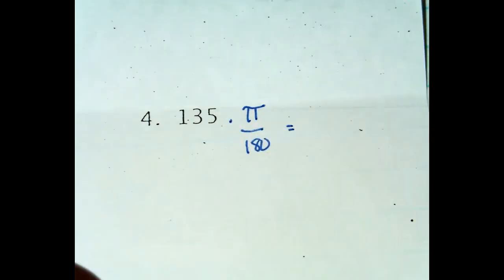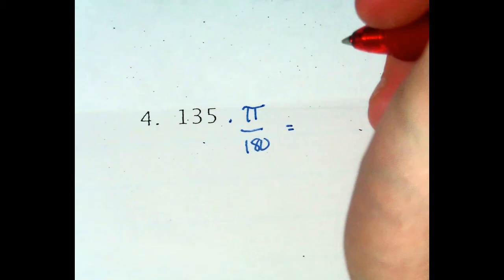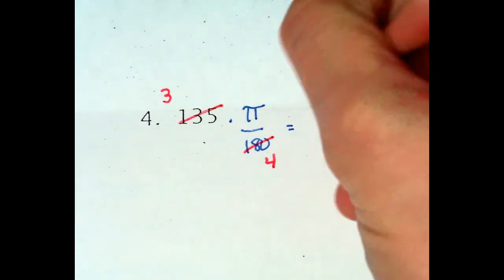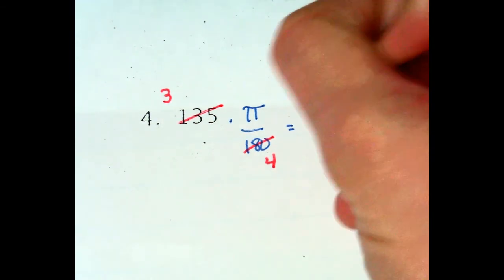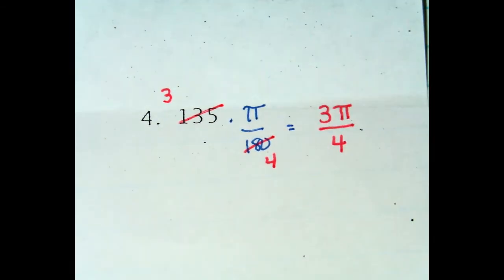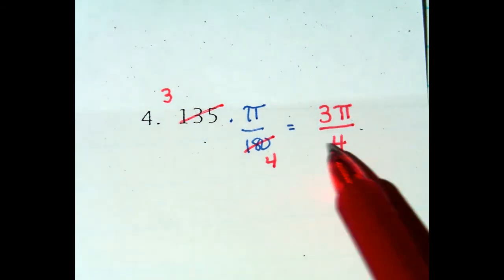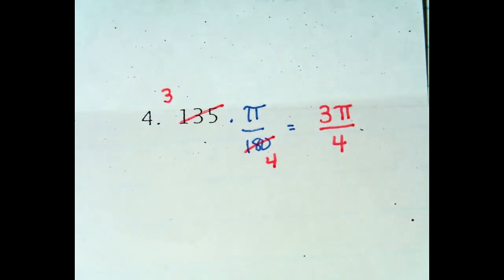Okay, number 4. Times pi over 180. What does 135 over 180 reduce to? 3/4. You need to write 3 pi over 4. If you wrote 3/4 times pi, it's the same thing. I just rather see it that way. That's what you'll normally see. Okay, that's how you convert from degrees to radians.